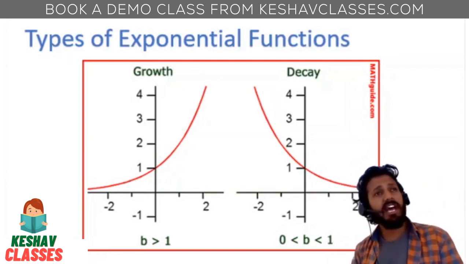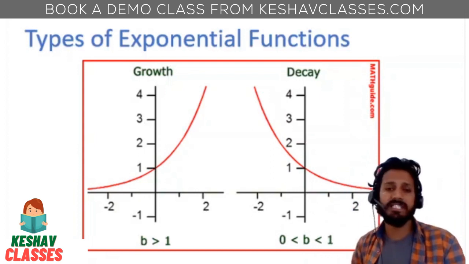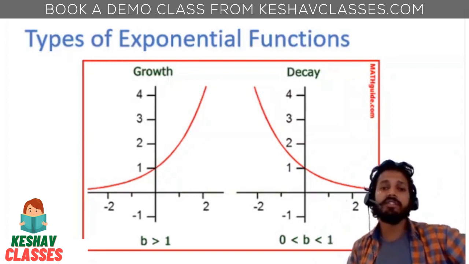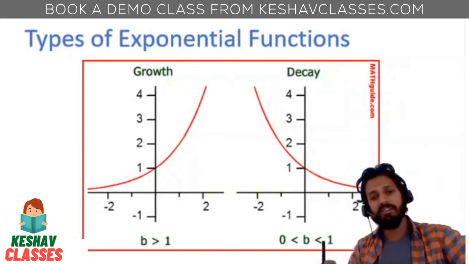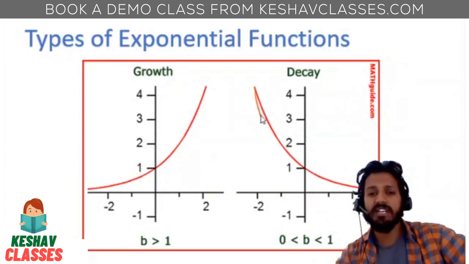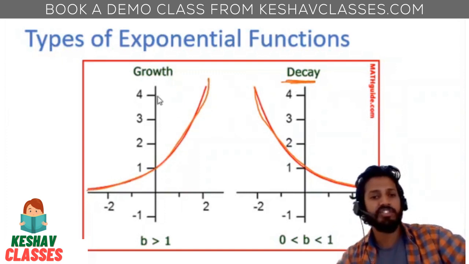Now, just like we have exponential rise functions, or in other words exponential growth functions, similarly, we also have exponential decay functions. The functions which come down exponentially, like the one you have on your screen, are called exponential decay functions. And the functions which exponentially rise are called exponential growth functions.